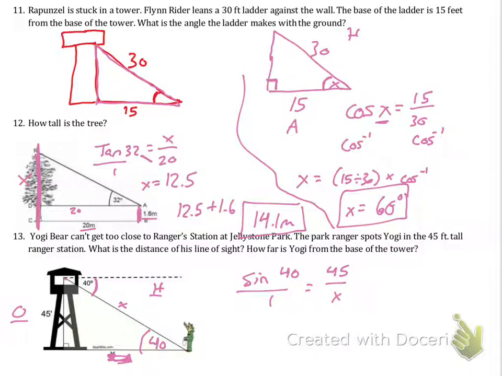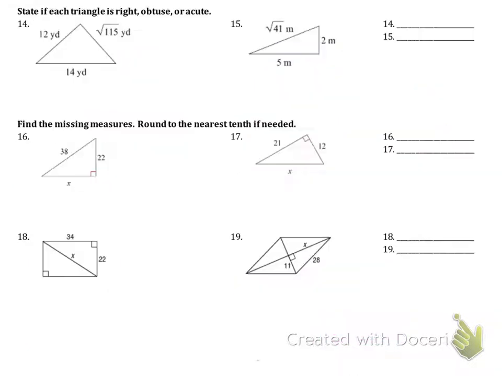So I do 45 divided by sine 40. That would give me 70.0, so 70 feet. So I think I was looking at the distance from here to here, when it was really the line of sight from here to here, because that would be different. We were really looking for the hypotenuse instead of the adjacent. So, all right, keep going.